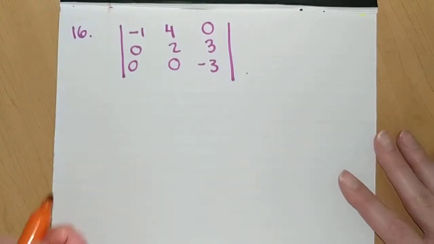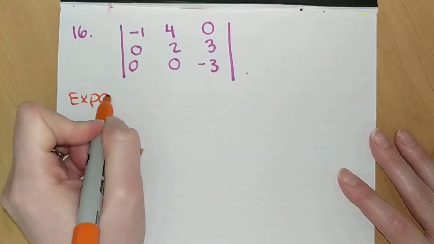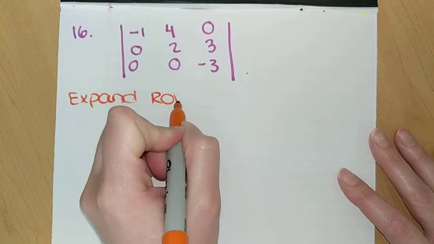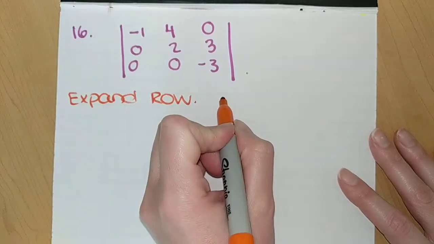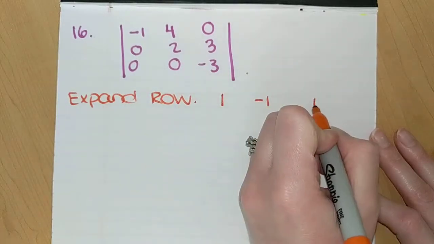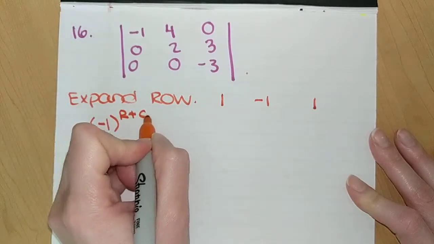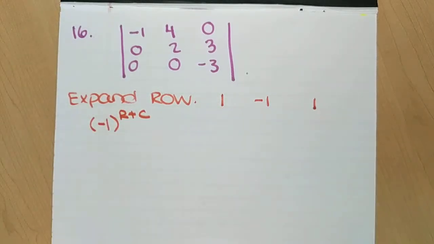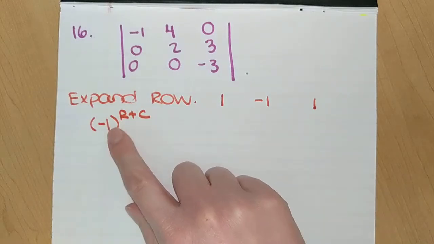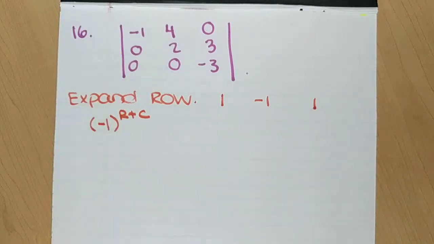Look at this, the first thing I'm going to do is expand it along row 1. And when you do that, it's basically going to start with a positive, then negative, then positive, and that comes from this -1 to the row plus column. So you could just remember that it's going to alternate signs, or you can actually plug in the -1 raised to the row plus column.